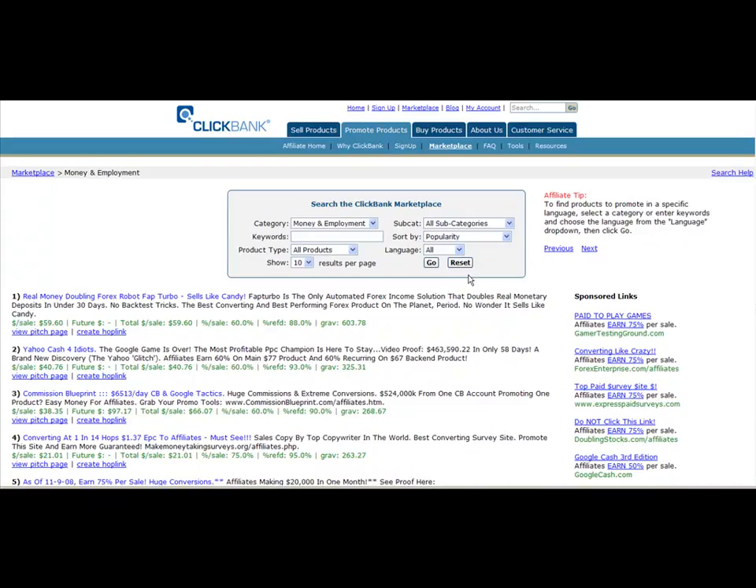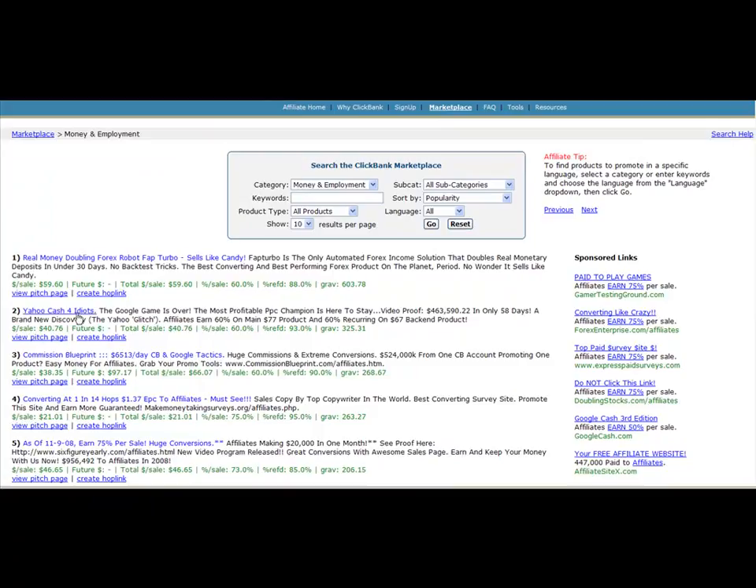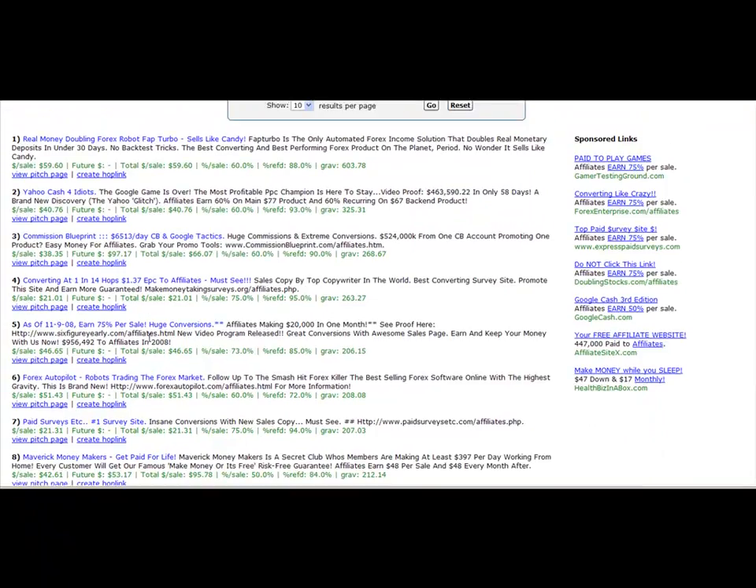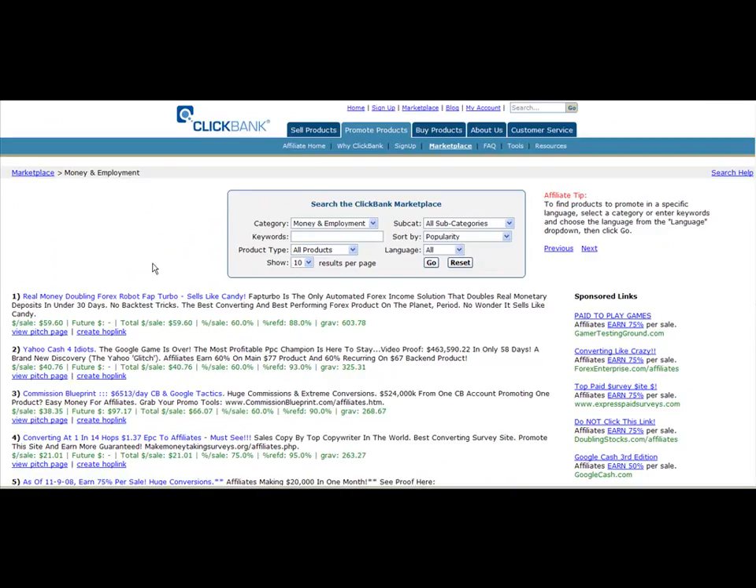The six pack abs one didn't excite me as something to promote right now. So I decided to look for some other ones. Plus, I wanted to demonstrate how you can browse around. Let's see here, Yahoo Cash for Idiots, Commission Blueprint. So there's a lot of different examples here under money and employment as well. So browse through there, and in the next video I'm going to identify a niche, and then we're just going to go after it and work on generating sales for that particular niche market.